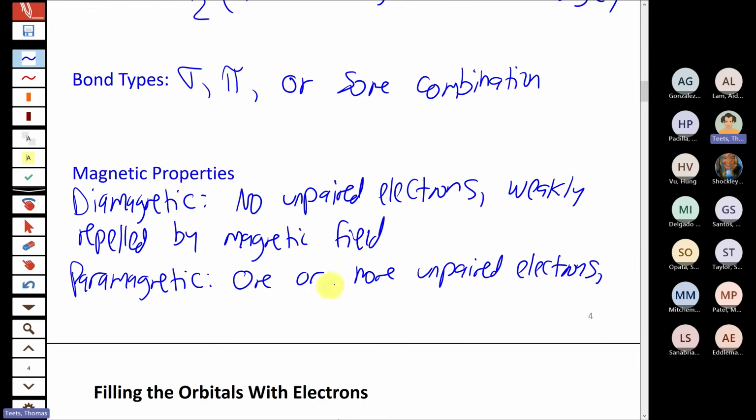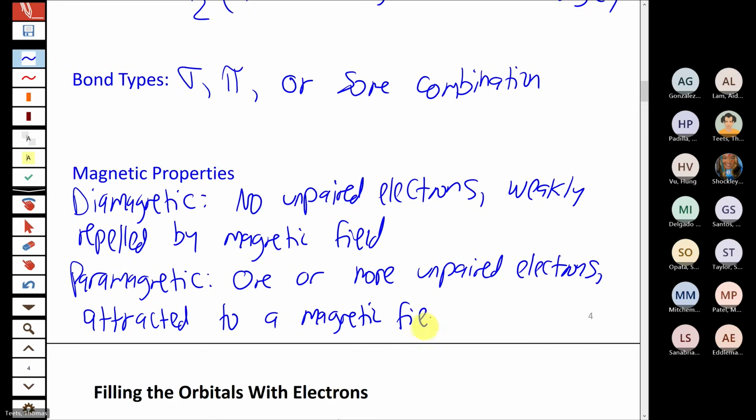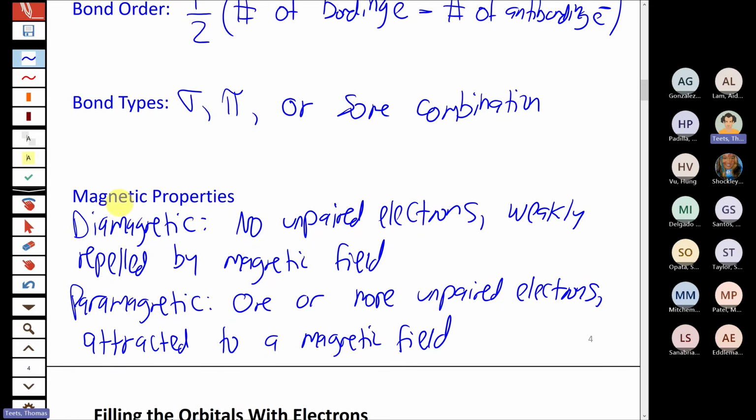But if it has 1 or 2 unpaired electrons in our situation, or 1 or more in more general terms, in that situation, we would call it paramagnetic. And those substances, like we saw with liquid oxygen in the video I showed last time, are attracted to a magnetic field. So these are different physical properties with respect to how they behave in a magnetic field that can be predicted on the basis of the number of unpaired electrons. And the molecular orbital diagram, once it's correctly populated with electrons, will give us that information.